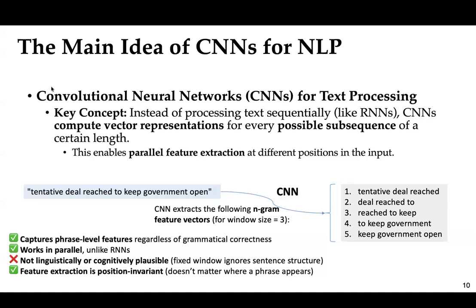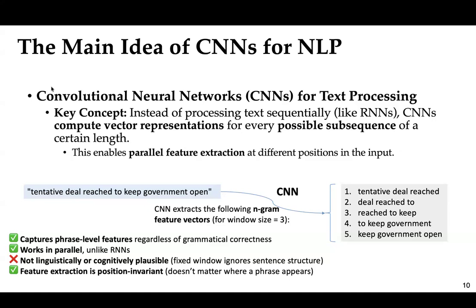So you can, for example, have multiple threads, and one of the threads would work on "tentative deal reached," and one works on "to keep government open," and you will not basically affect the overall feature, because the overall feature is going to be a combination of all of those. Make sense? Good? Understandable? All right.